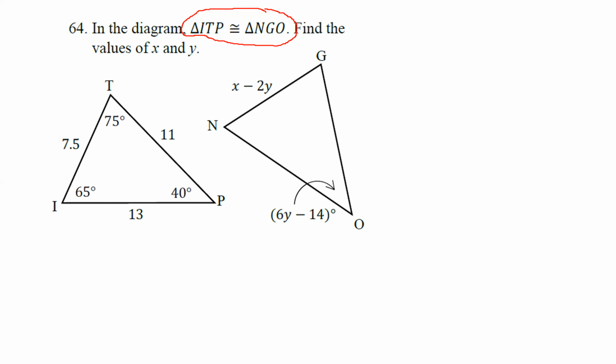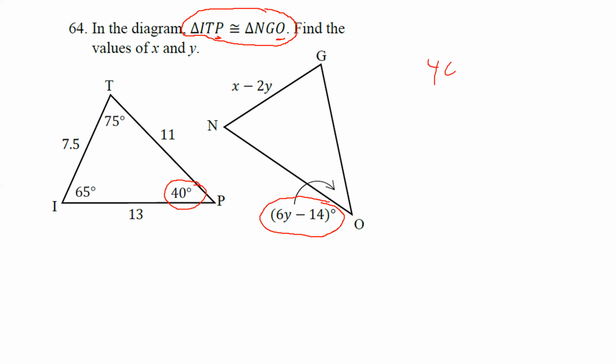For NG, they have both an x and a y in that equation. Well, I can't solve for both an x and a y at the same time, so I can't solve for that one first. For angle O, they gave me an expression that has just a y, so we can use that one. We're going to use this equation for angle O. If I look at the statement, O matches up with P. They're in the same position. So 40 is in the same spot as angle O.